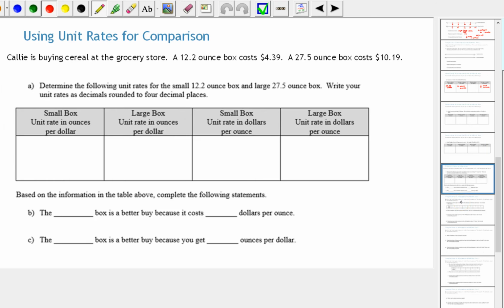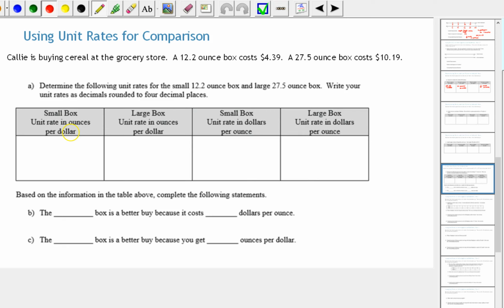And now here's an example for comparisons. Callie is buying cereal, a 12.2 ounce box costs $4.39, and a bigger box costs this. So we're going to have them find the unit rates and find them in both directions. So rate in ounces per dollar. Here we will use decimals, and we'll go to 4 decimal places.